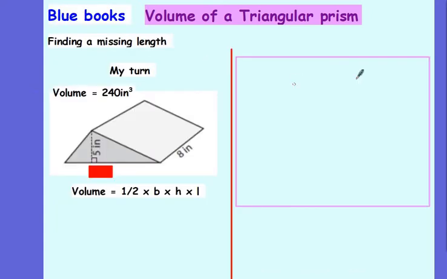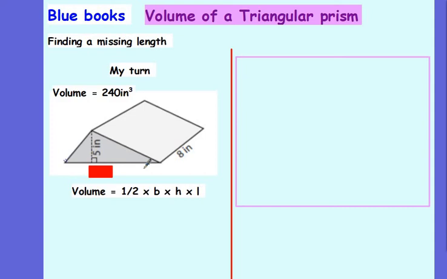Okay, one final type of question I'd like to go through. So in your dark blue books, we're going to continue underneath our title, Volume of a Triangular Prism. Only this time, we want to find a missing length. Pens down, eyes on me. I'll go through an example and then I'll give you one to do.